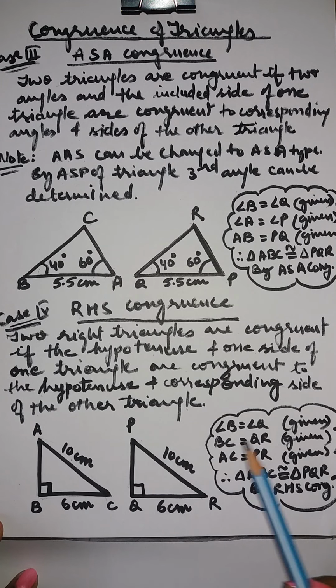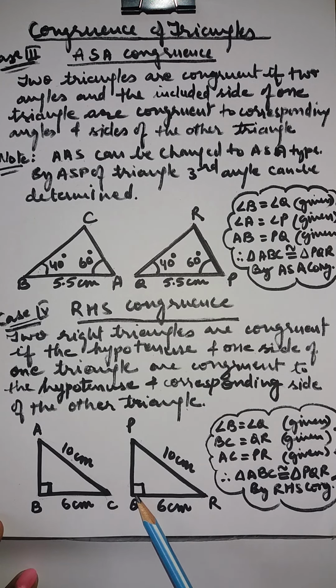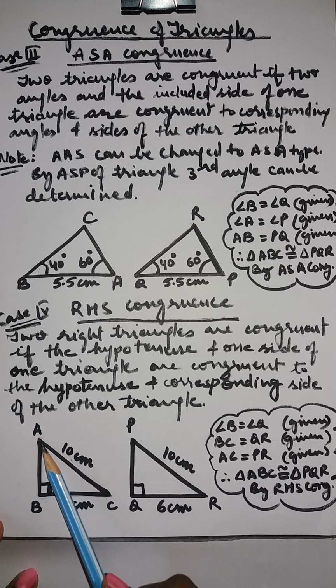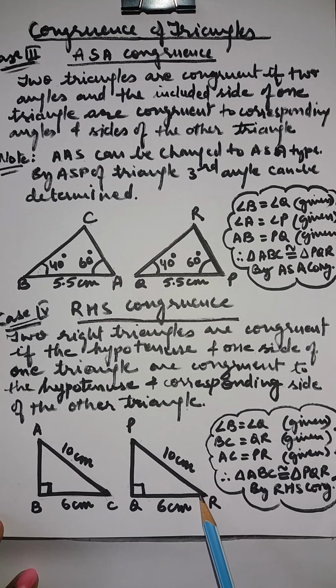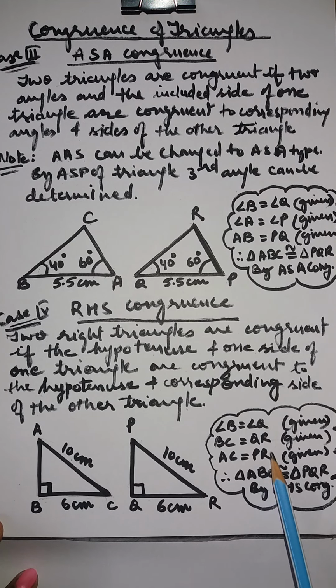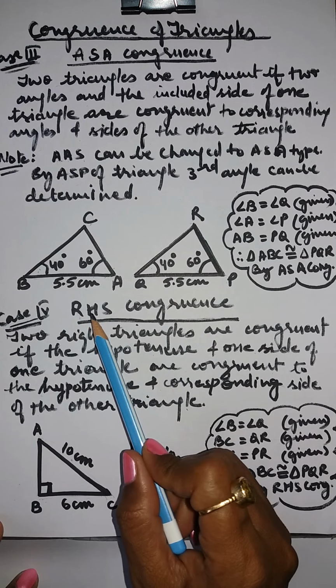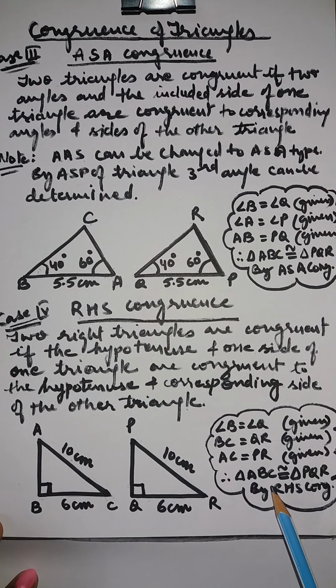So yes, we can say angle B is equal to angle Q, which is 90 degree. BC is a side which is equal to QR side. And AC side is equal to PR, which is nothing but the hypotenuse. So three elements are there: right angle, hypotenuse and side. So we can say these two triangles are congruent by RHS congruency.